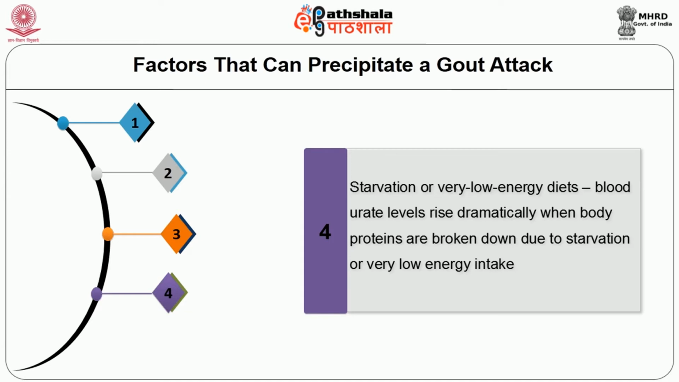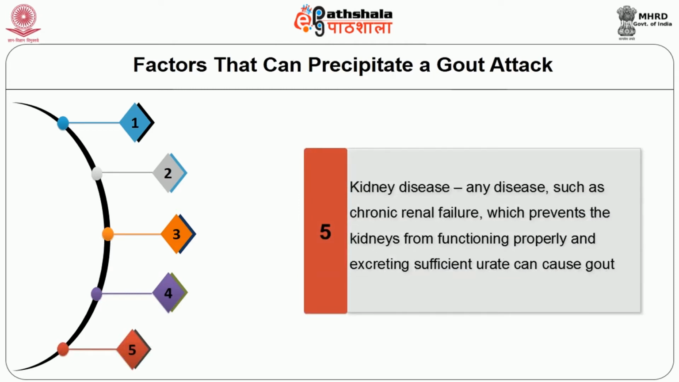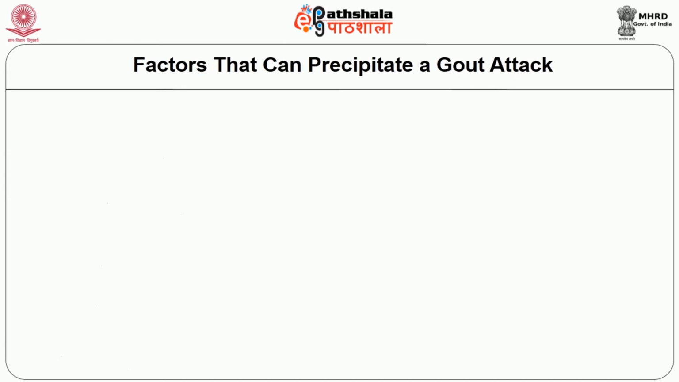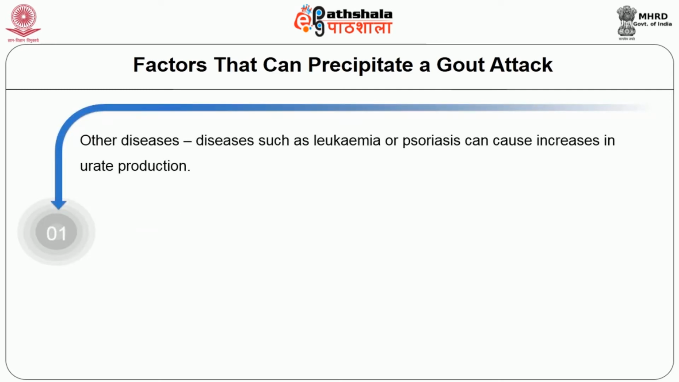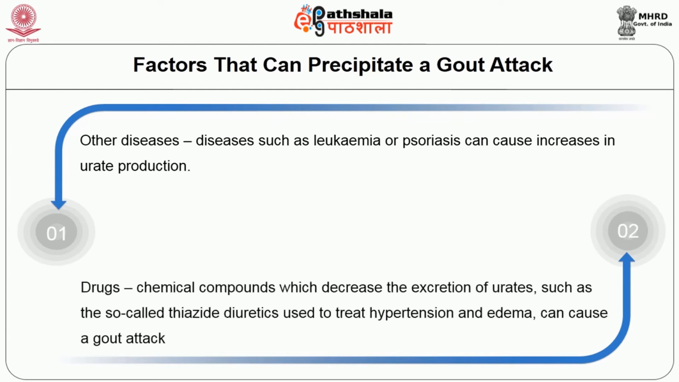Kidney diseases: any disease such as chronic renal failure, which prevents the kidney from functioning properly and excreting sufficient urate, can cause gout. Other diseases such as leukemia, a type of cancer, or psoriasis, a type of skin problem, can also cause an increase in urate production. And regarding drugs, chemical compounds which decrease the excretion of urates, such as so-called thiazide diuretics used to treat hypertension and edema, can also cause a gout attack.